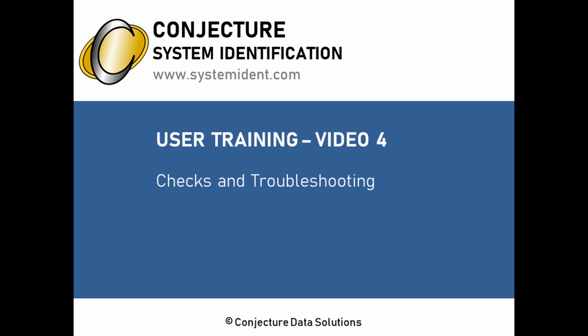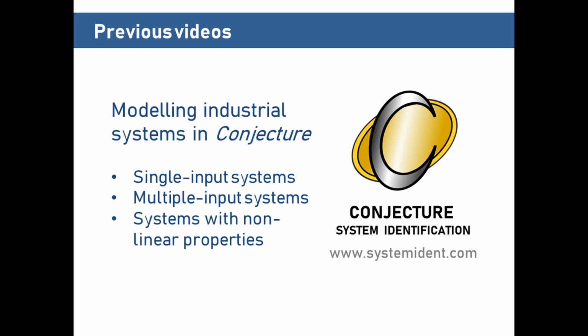Welcome to the fourth and final user training video for Conjecture System Identification, a program that helps you take the data from your industrial systems and create simple models of best fit. In our previous training videos, we went through the main features of Conjecture System Identification and how to use the program to build and select models for a dynamic industrial system.